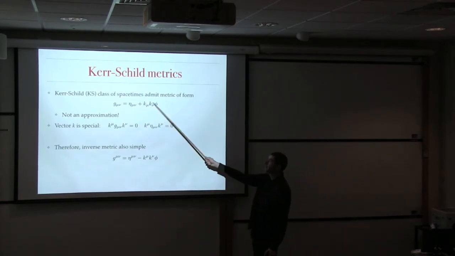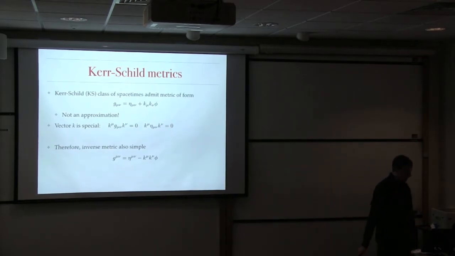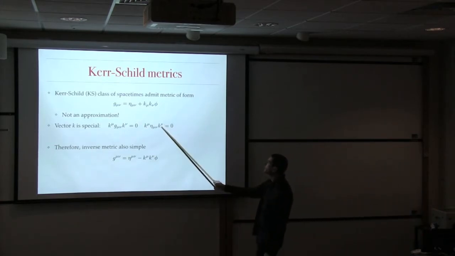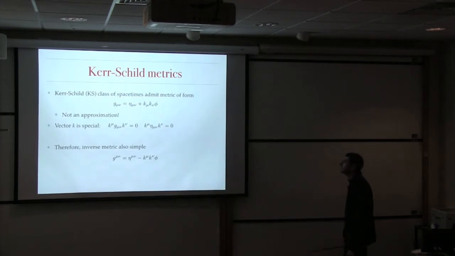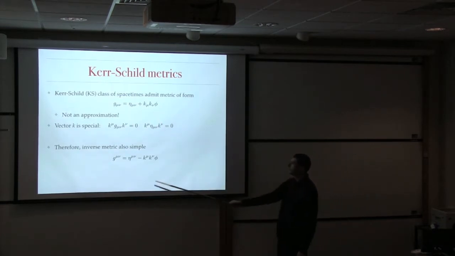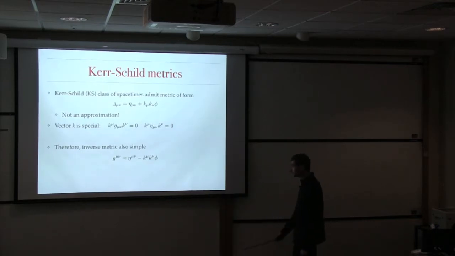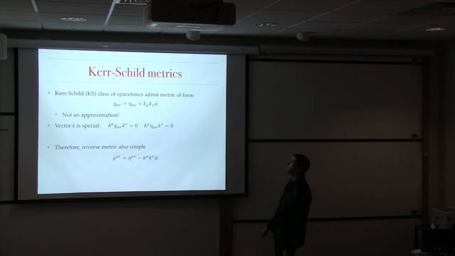Now, this is not an approximation. This is an exact metric. Because of this property of the Kerr-Schild vector K, the inverse metric is also very simple. The inverse metric is just given by this formula here. You just get it by replacing a plus with a minus and raising the indices.